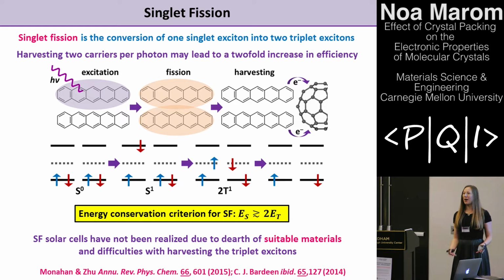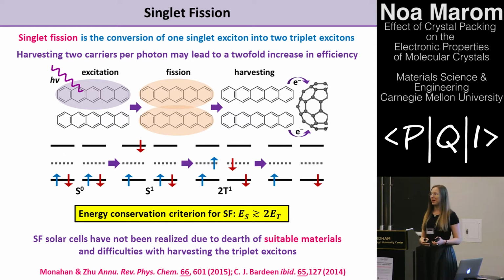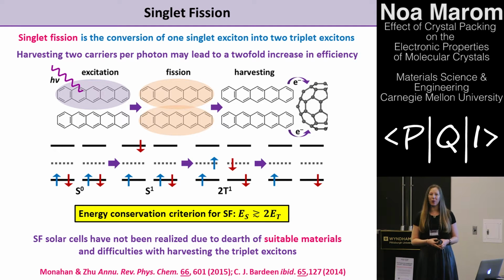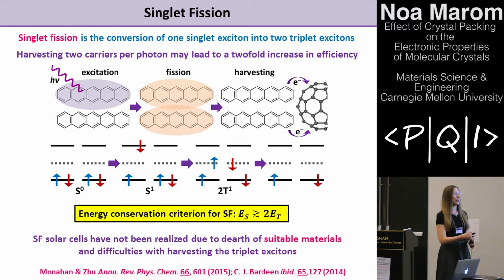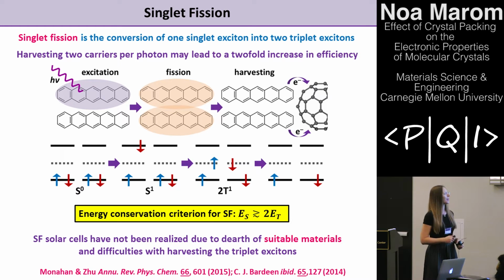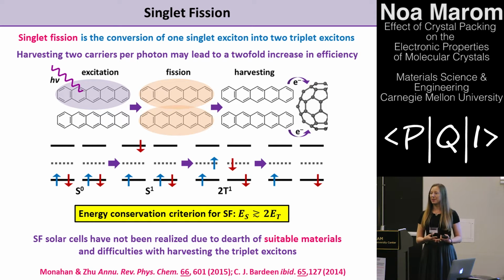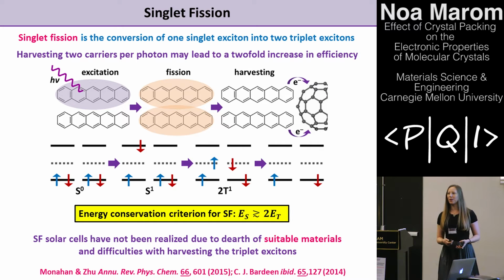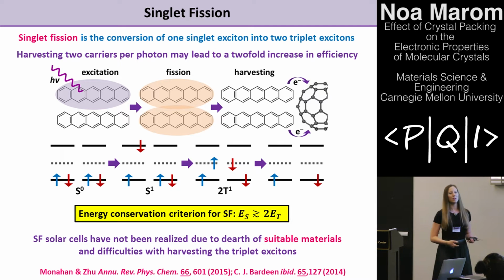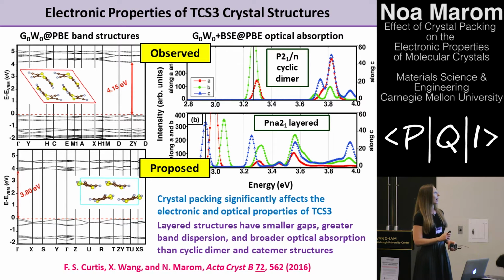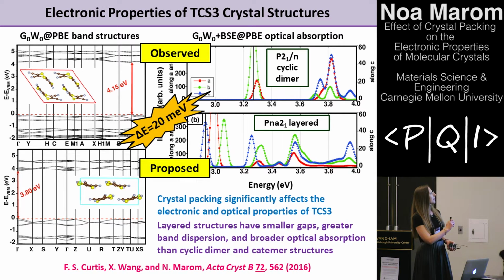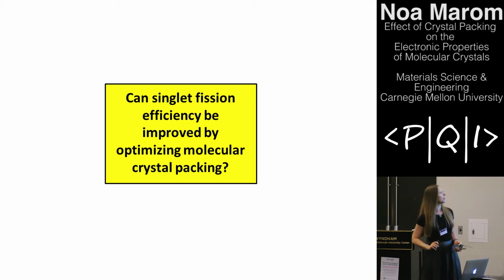However, there's a reason why singlet fission solar cells haven't been made yet, and the reason is that, first of all, very few materials actually obey this energy criterion for singlet fission. And second, there are some difficulties with harvesting the triplet excitons. So the problem we're trying to address is the problem of finding new materials for singlet fission. I'm going to skip this because I don't have a lot of time left.